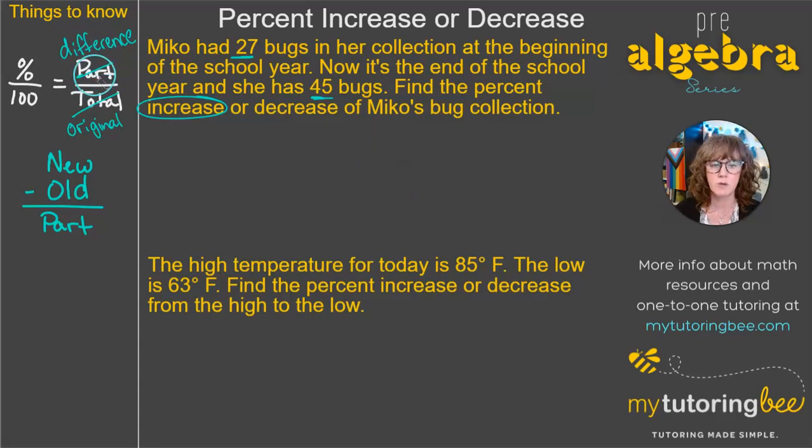So we still are going to find the difference, and then the denominator is going to be her original amount of bugs in her collection. Let's start off with that difference. We've got the 45 that she has now minus 27. So 15 minus 7 gives us 8, and 3 minus 2 gives us 1. So the difference is 18. Let's go ahead and set up our proportion here. The difference is 18 out of the original amount of 27.